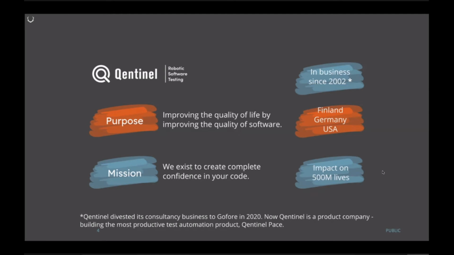Qentinel, the company that I work for now, is a robotic software testing company. We have a history from 2002. We actually divested a part of the company. We used to do a lot of consulting also, but now we're totally focused on the product that we're doing, which is the Pace platform in the cloud. So only cloud testing, and, sorry, I'm speaking quite fast, only based on open source.